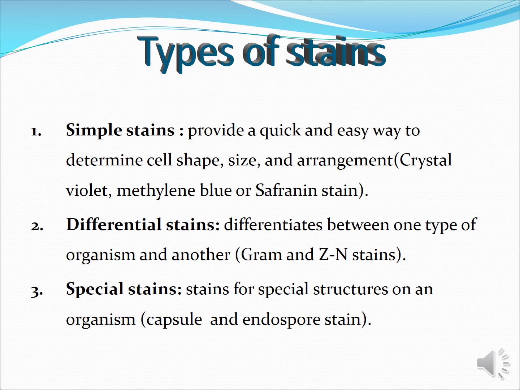Second is the differential stain, which differentiates between two types of organisms. For example, Gram stain differentiates gram positive and gram negative, and ZN stain differentiates between acid fast and non-acid fast bacteria. Next are special stains used to identify or stain special structures in an organism, for example, capsule or endospore stain.